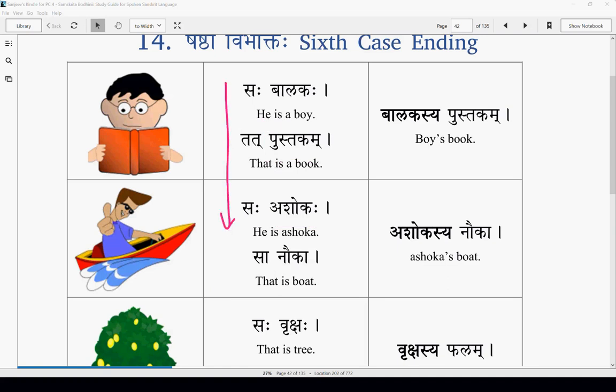This we already know. Now we have to complete the sentence, like, that is Ashoka's boat. So it becomes Sa Ashokasya Nauka? Yes, you can add sa here because it's still referring to Nauka. If you want to just say Ashoka's boat, then Ashokasya Nauka. If you want to say that is Ashoka's boat, then you can add sa: Sa Ashokasya Nauka.